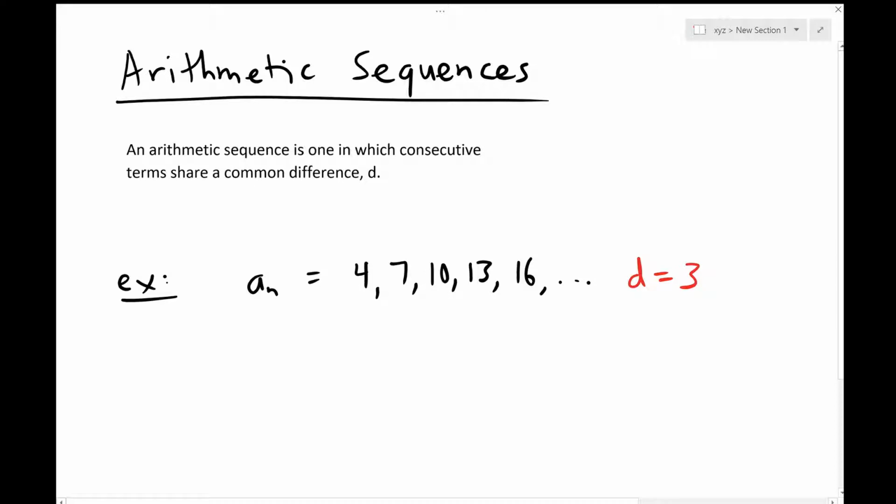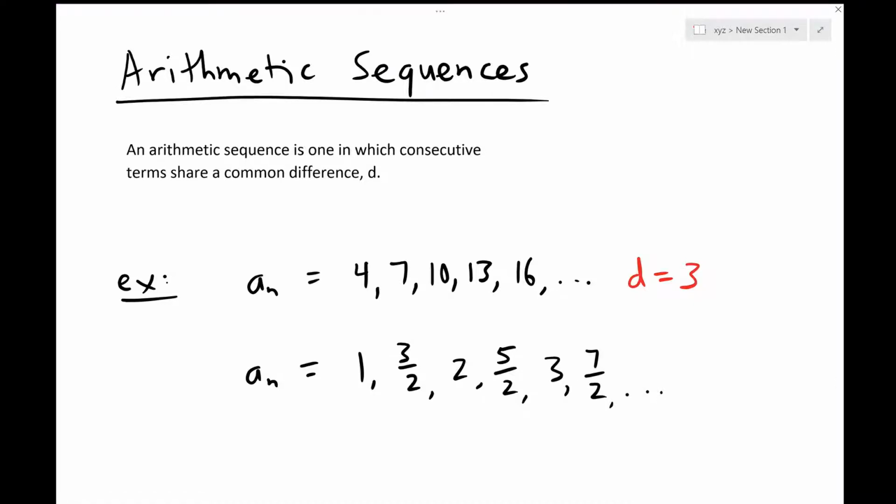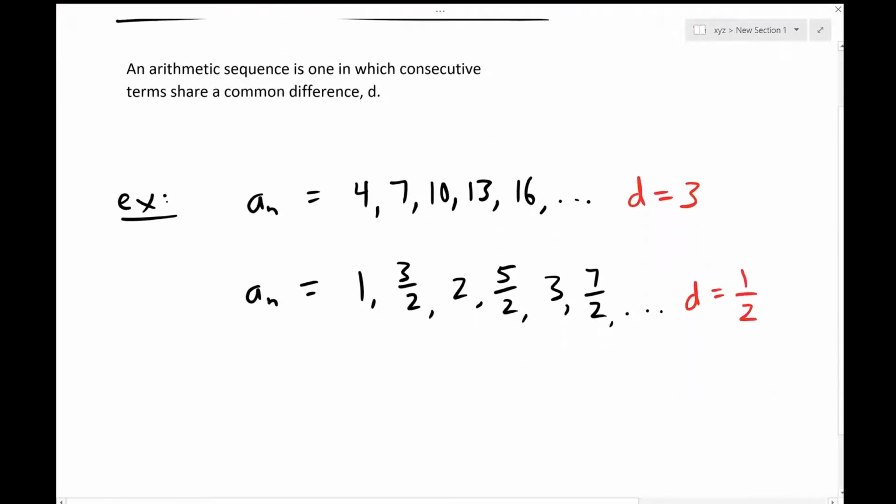If we look at some other examples, we might see something like a sub n is equal to 1, 3 over 2, 2, 5 over 2, 3, 7 over 2, and so on and so on. So this would be another arithmetic sequence. In this case, the common difference would be 1/2. And we can even have an arithmetic sequence in which the common difference is negative. So for instance, I might have the sequence 4, 3, 2, 1, 0, -1, and so on and so on. And there we can see that the common difference of the terms would be -1.